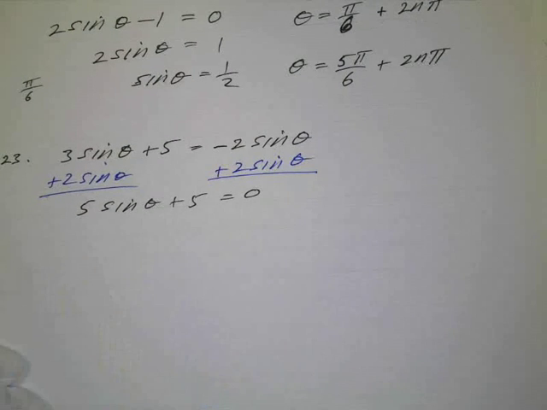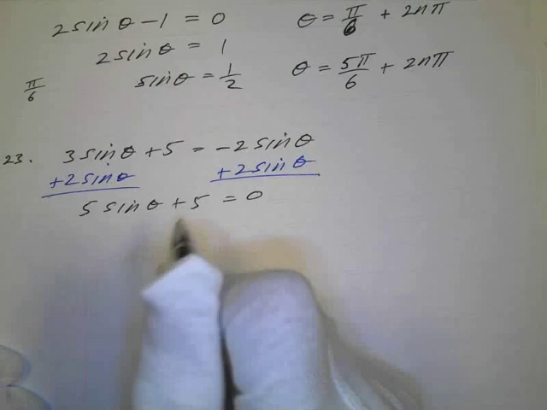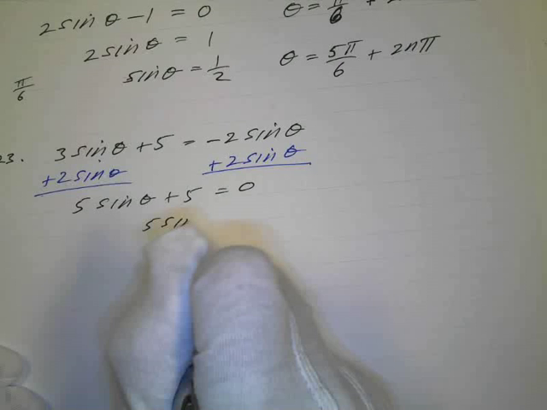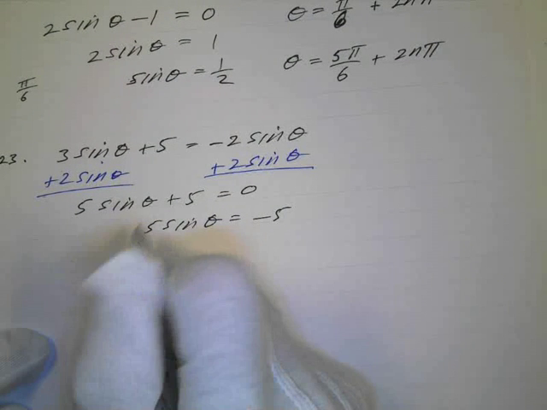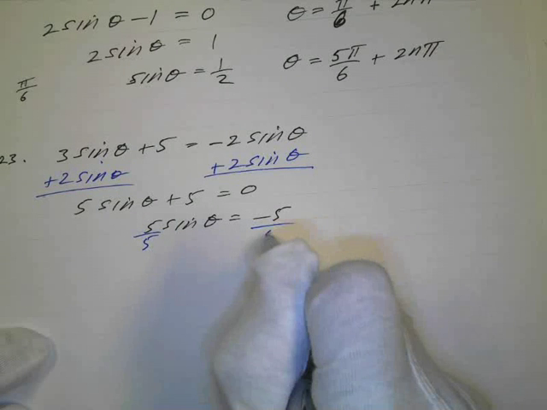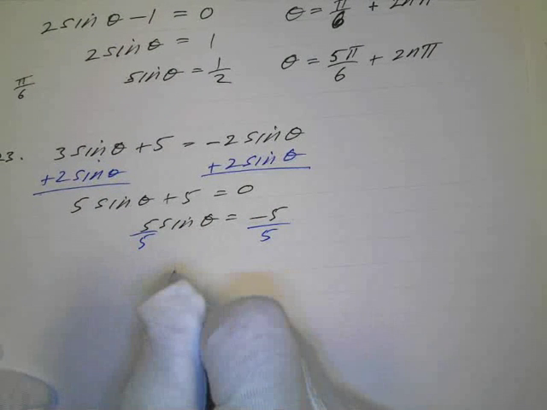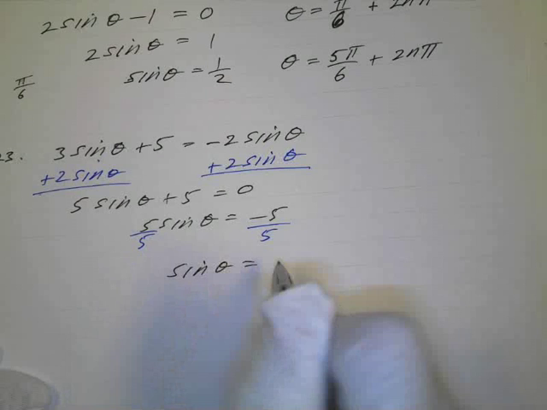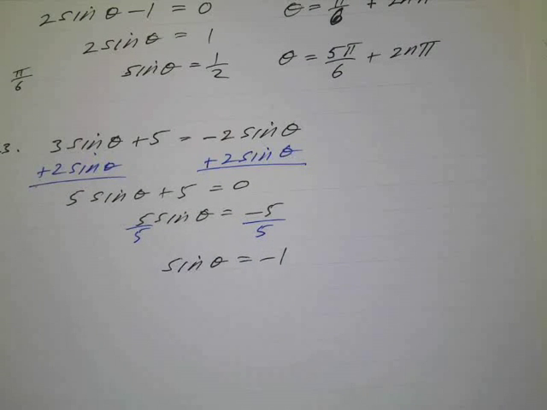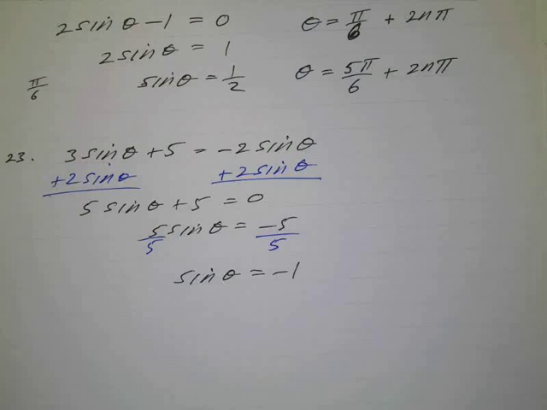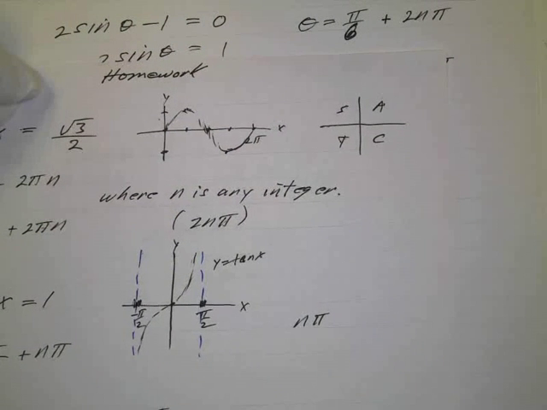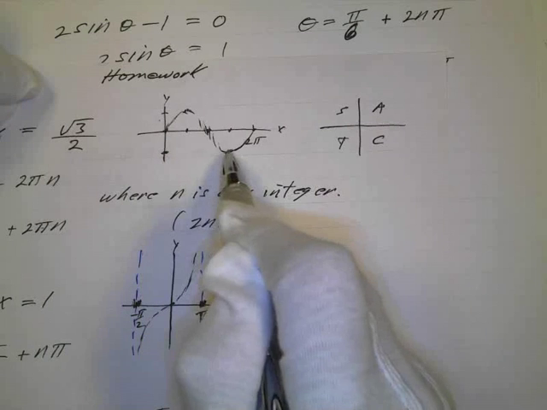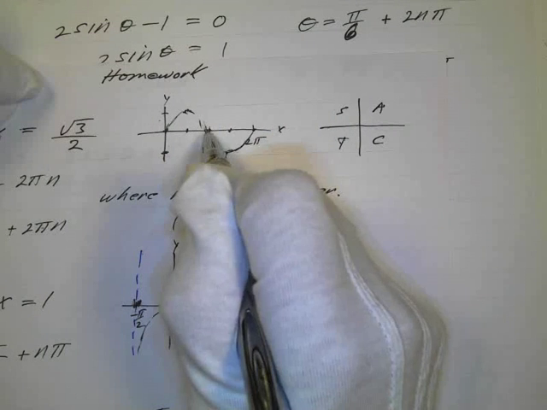I guess that's all right. And then I'll try to isolate my sine theta, so I subtract 5 from both sides. So I've got 5 sine of theta equals negative 5. Then if I divide both sides by 5, I get the sine of theta equals negative 1. So where does the sine of theta equal negative 1? Well, I drew the sine of theta over here. So this is my sine curve again, and you can see it equals negative 1 over here. And this is going to be 3 pi over 2.